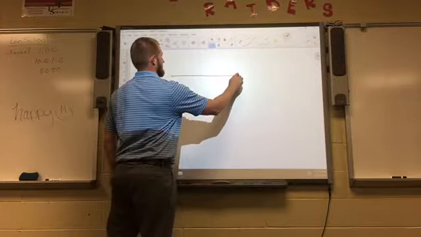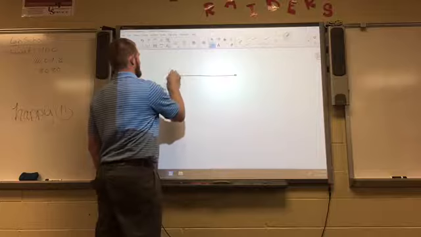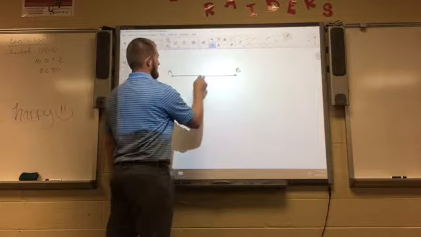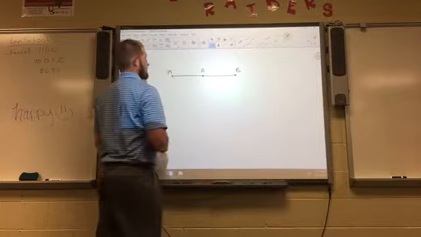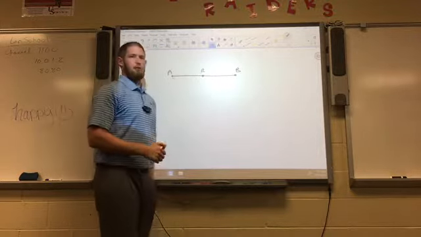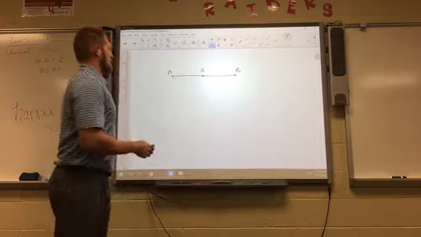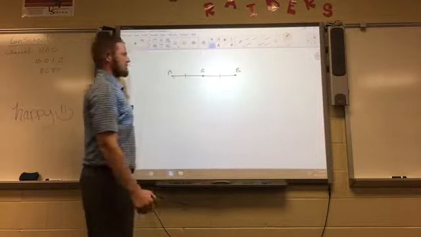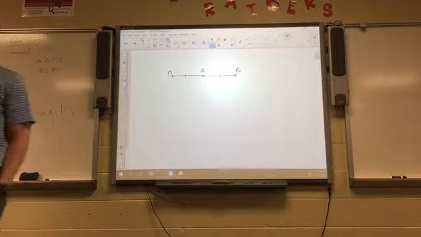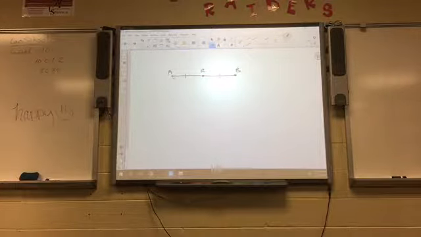Okay, so if I have this segment here, AB, and I put a point here, let's just say R, that could be the midpoint, right? How they're going to distinguish that is with what we call tick marks. Those tick marks tell us that segment AR is exactly the same length as segment RB.